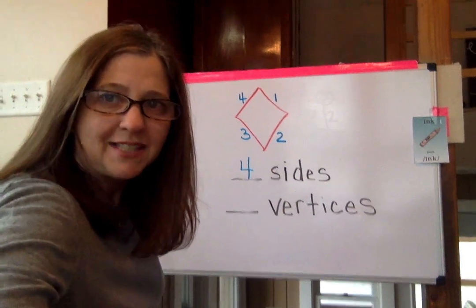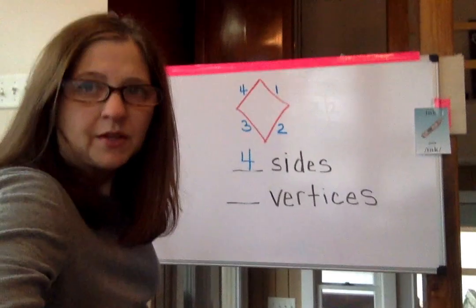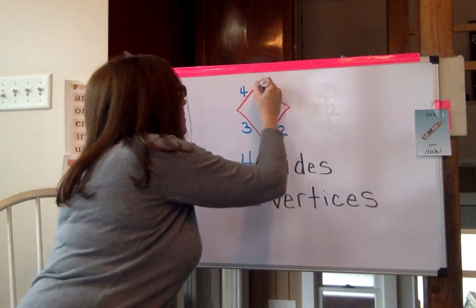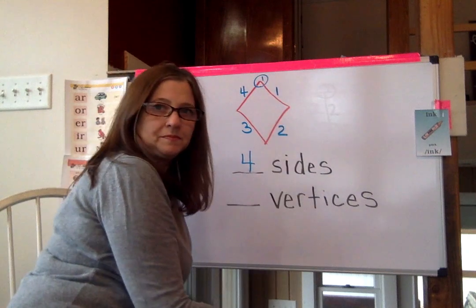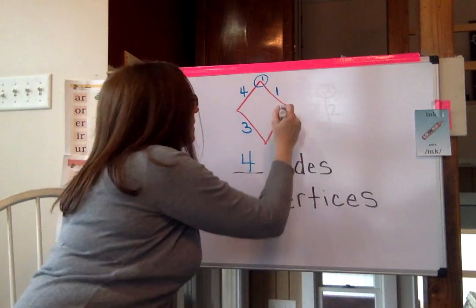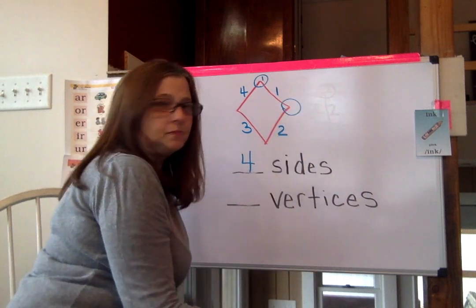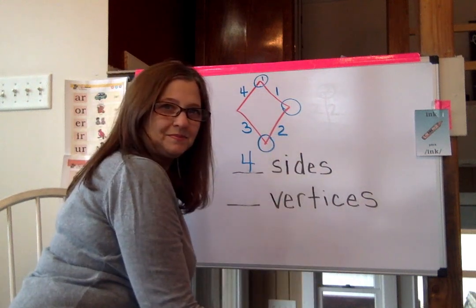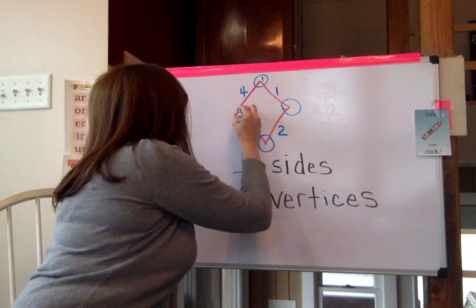Great job. Let's count the vertices, okay? So let's see. We're going to put circles around the vertices. 1, 2, 3, 4.